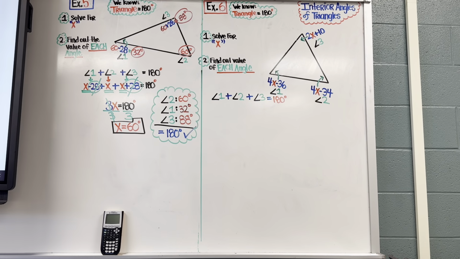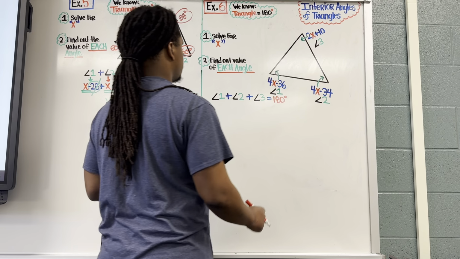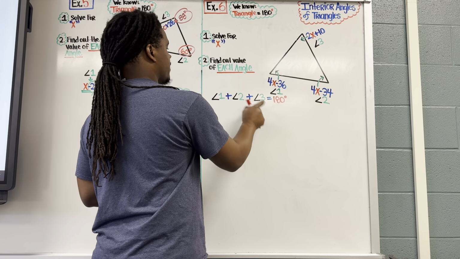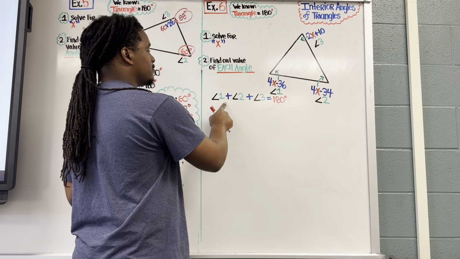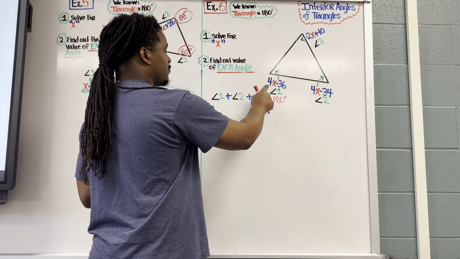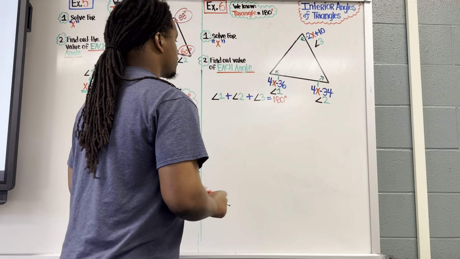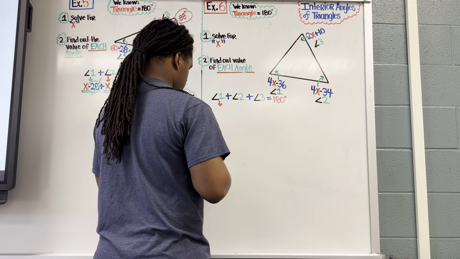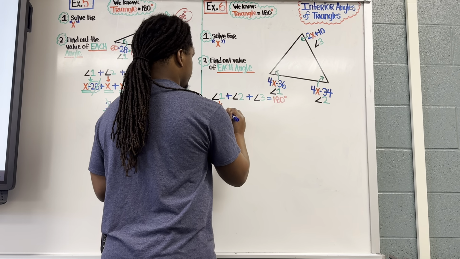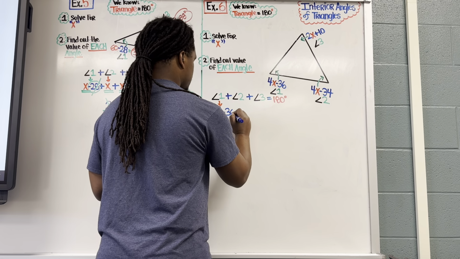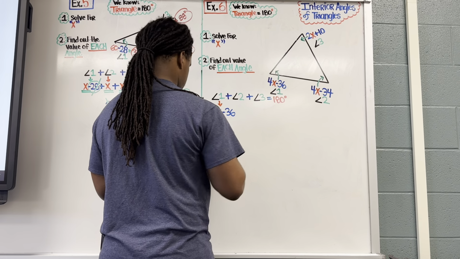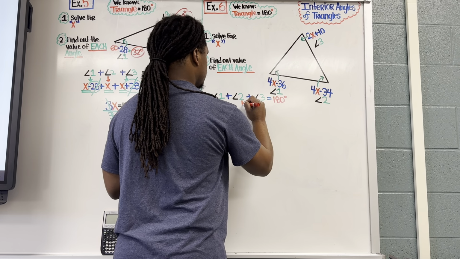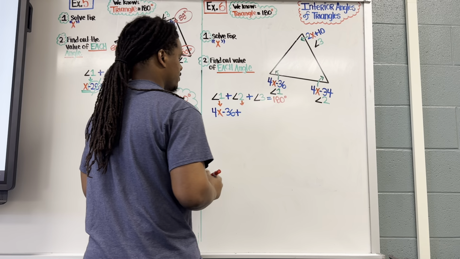Now, what we're gonna do is use the expressions to represent each angle, okay? So we're gonna substitute the angle title, or the angle name, with the expression that represents that angle. All right, so let's start off with angle 1. The expression that represents angle 1 is 4x minus 36, so that's what we're gonna put, 4x minus 36, okay, plus angle 2.